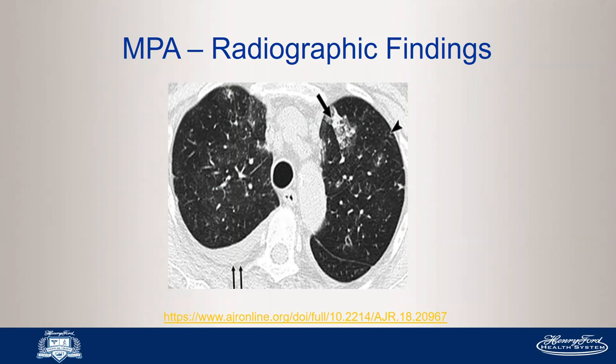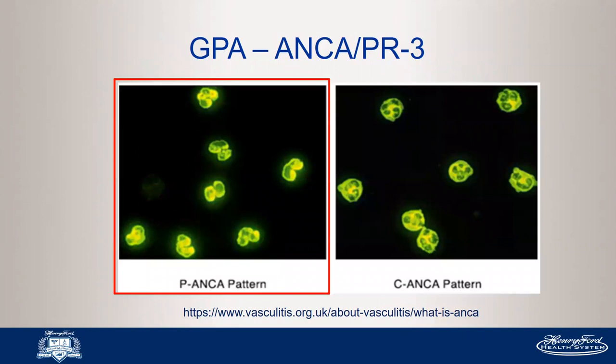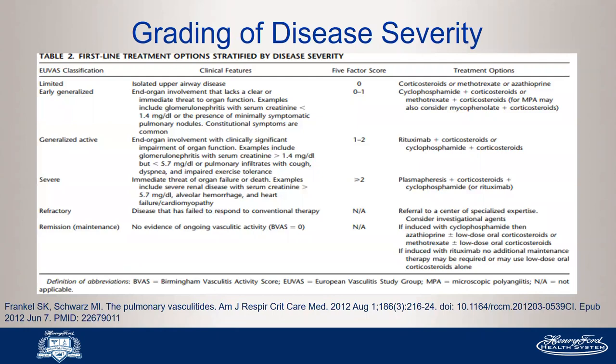And so this is a pattern that you would commonly see with MPA. And I say commonly because MPA can also be CANCA positive. About a third of them can be CANCA positive, but most commonly you'll see the PANCA or the MPO vasculitis. So here is the grading of the disease severity. And why this is important is because the treatment recommendations will be based on the severity of the disease.